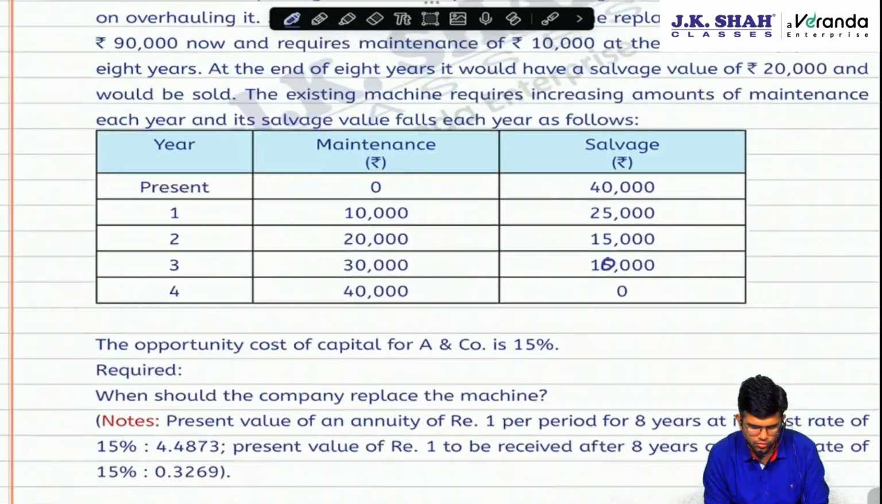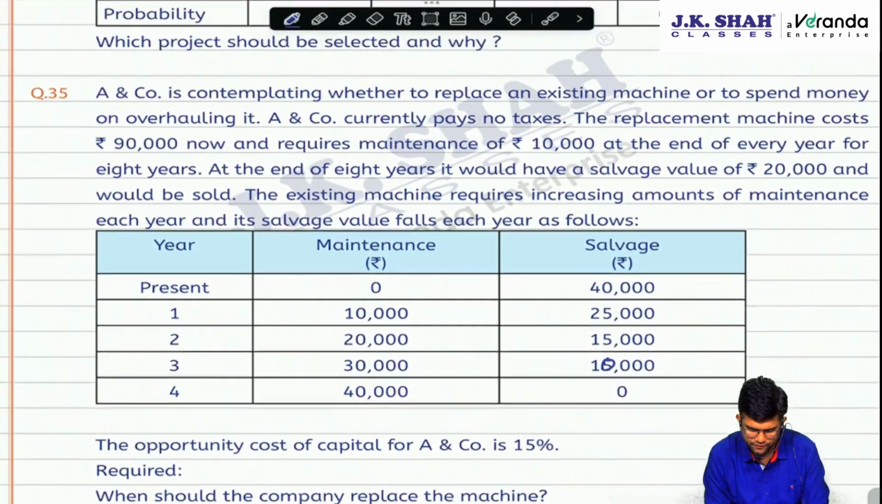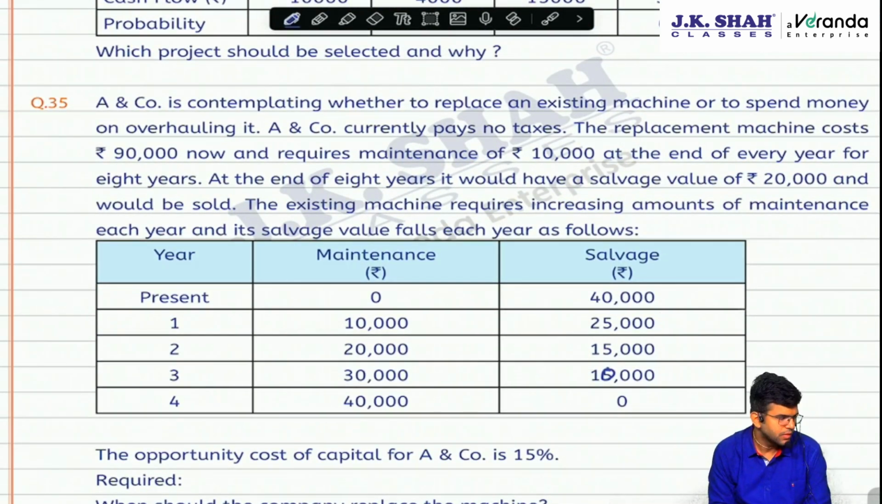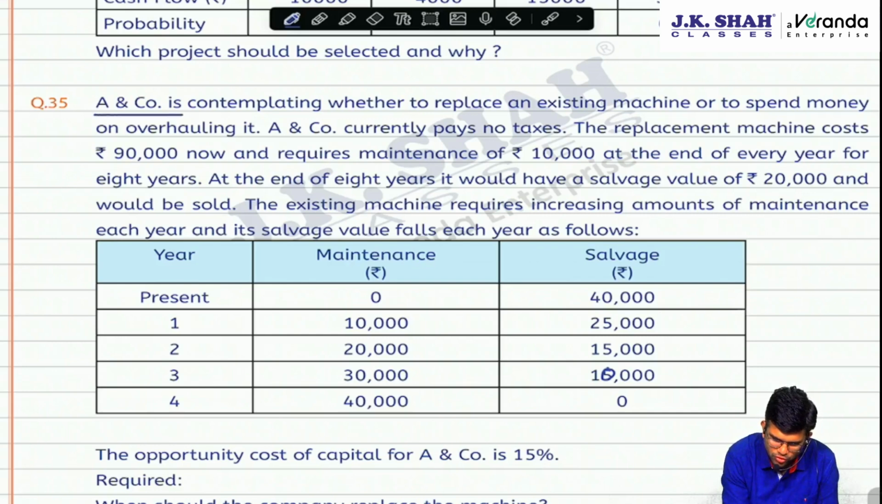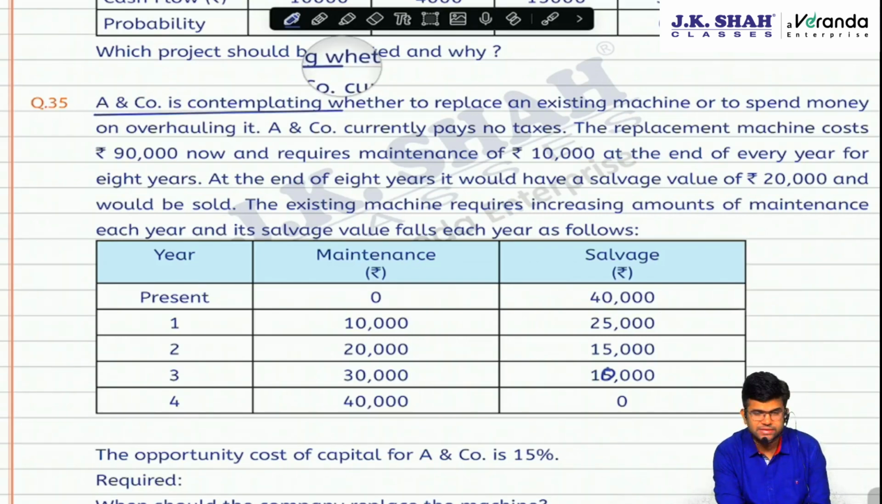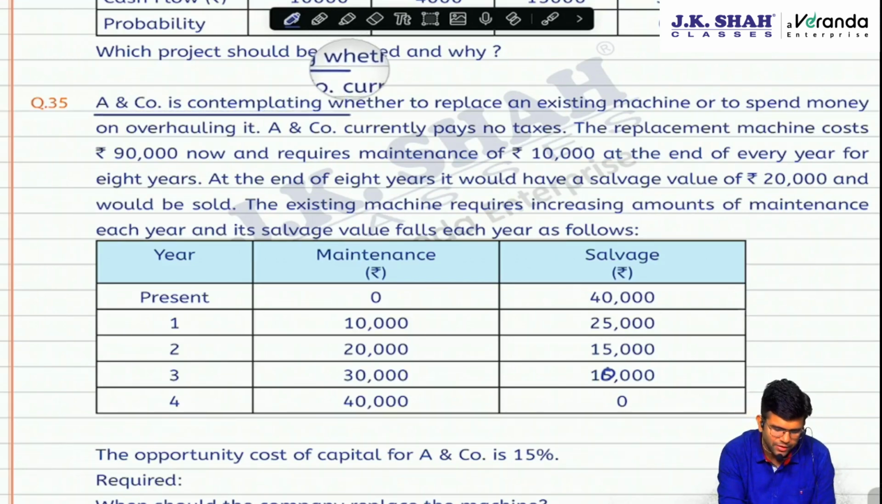Now I want you to come to question 35. Ready? Question 35. What do you think? Can you solve this? Again, same type of question. Correct? What are they saying? A and Company. For those who don't know or didn't realize, this question was there in Inter-CA also. In Inter-CA capital budgeting, they put this question and it was such a mess, and that mess continues today also. I'll explain to you, don't worry.